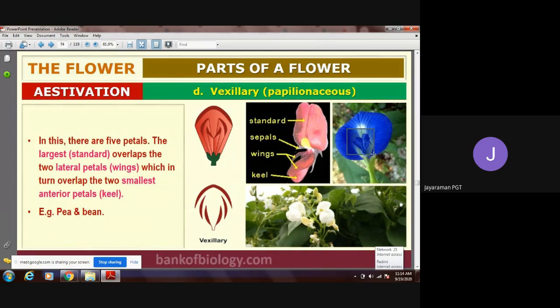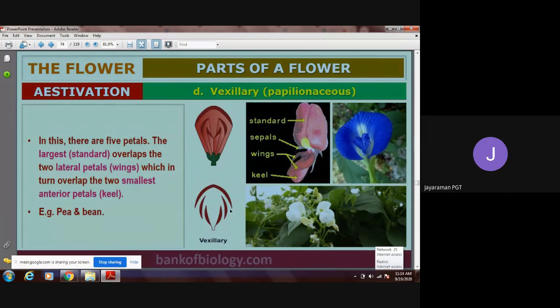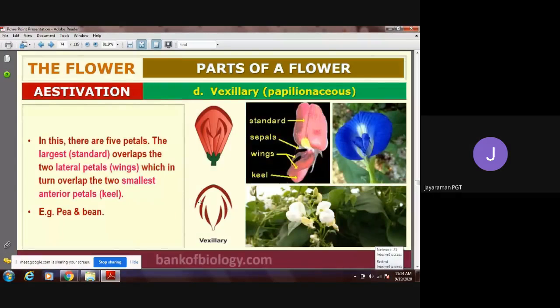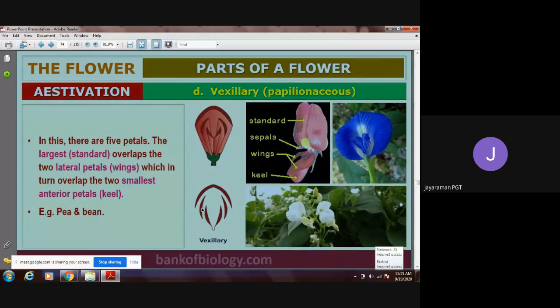This is the wing petals. The wing petals are inside; two wing petals are overlapped. These are wing petals, these are wing petals. These wing petals are overlapped by the standard petals. The largest petal is called the standard petal. Below it is completely out, and the wing petals are overlapped by the standard petal.